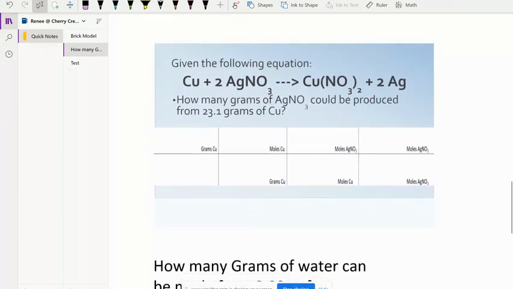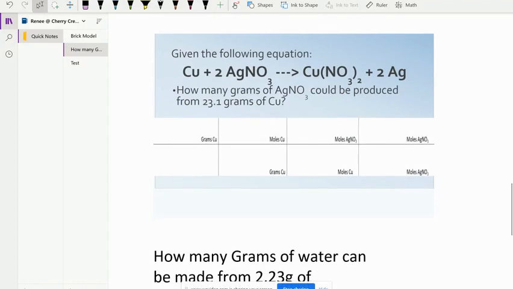Okay, so again, same balanced equation. And it says, how many grams of silver nitrate could be produced from 23.1 grams of copper? So this is my number given to me in the problem. That's where I start my train tracks. That goes in the top left, 23.1 grams of copper. Okay, these units are going to carry down, or waterfall down.